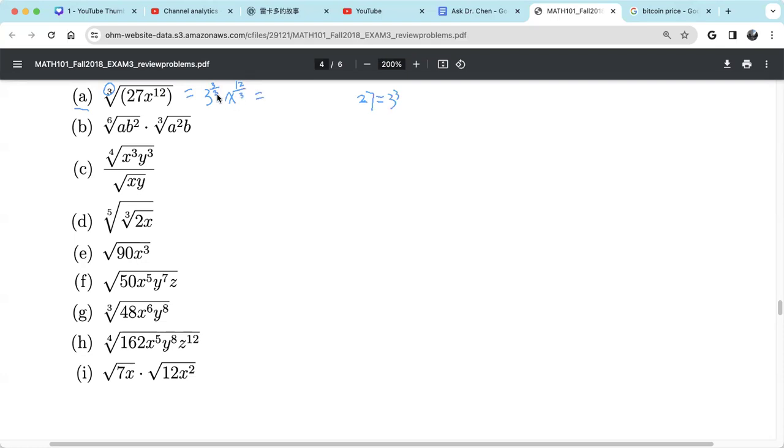So we simplify 3 over 3 is just 1. So 3 raised by 1 is just 3. And 12 divided by 3, that's 4. So x raised by 4. So this one is simplified.